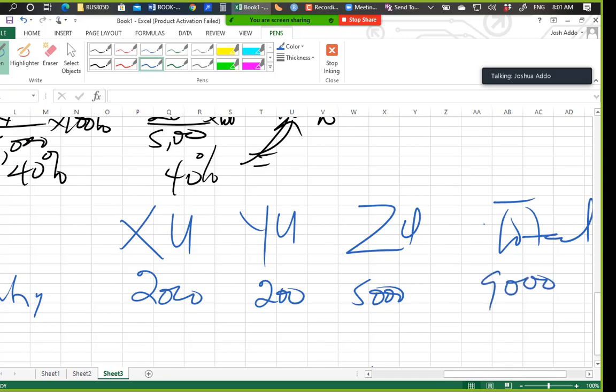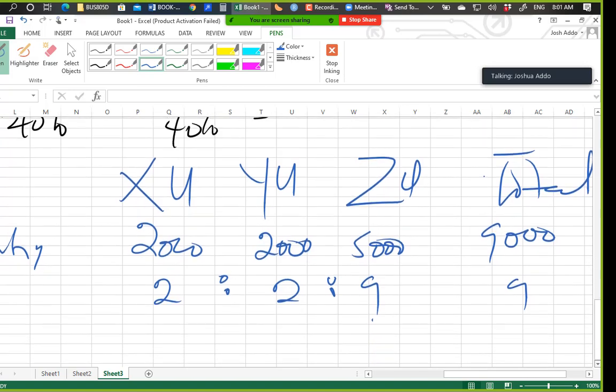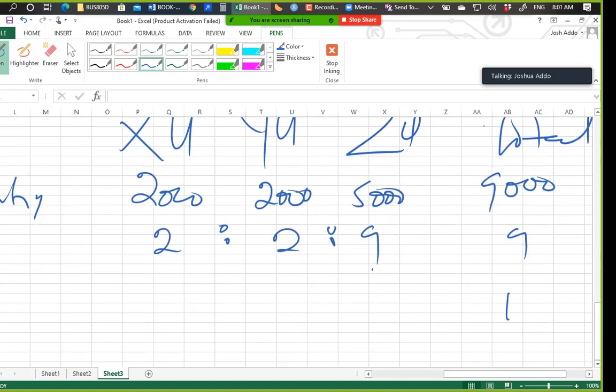In terms of normal ratio, this will be 2:2:5 with a total ratio of 9. In terms of percentage, this will be 100% here. Yes, madam, it should be 5. Sorry, 5. Thank you very much. That means you are following. Good.